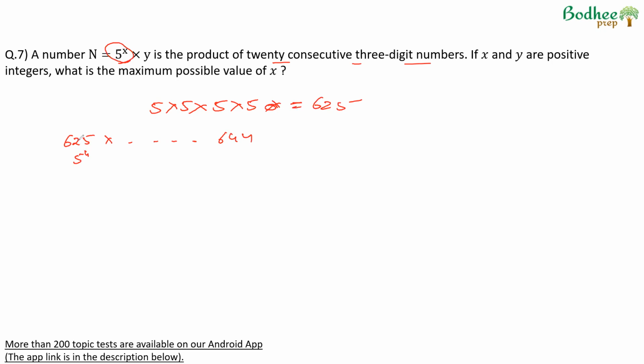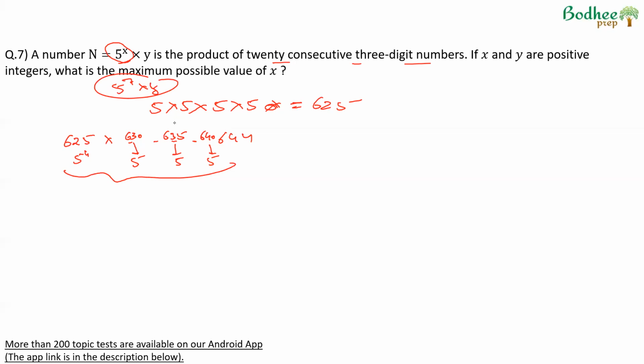So we'll have four 5s in 625. In 630, we will have one 5. In 635, we will have one 5. And in 640, we will have one 5. Therefore, the number of 5s overall will be 4 plus 1 plus 1 plus 1, which is 7. And therefore, the maximum possible value of x is 7.